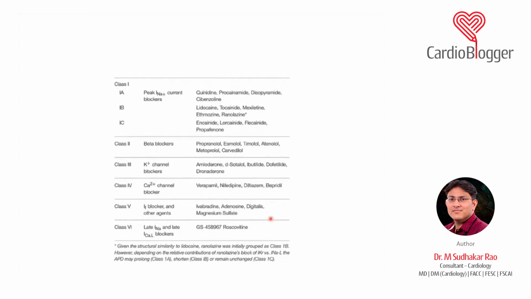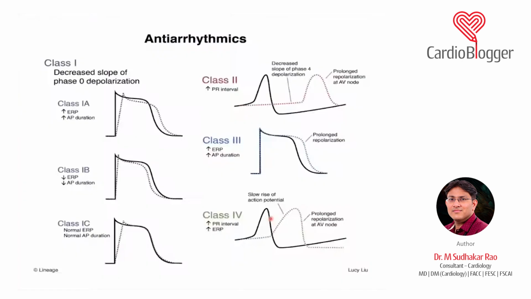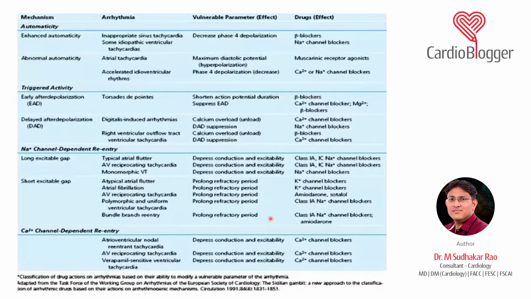So these are the various drugs which have various effects. And this is a table from Braunwald. This is how the various drugs act on various mechanisms.